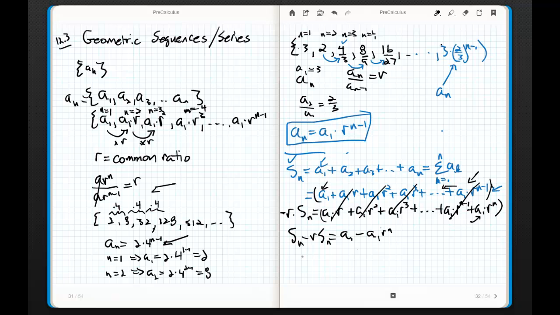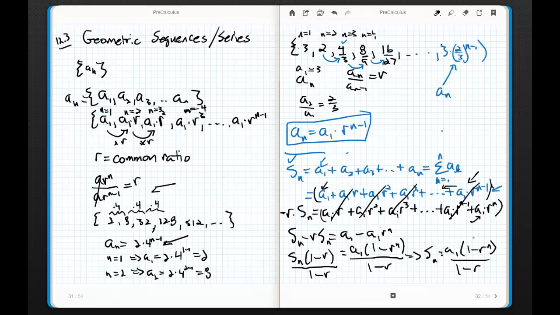So if I want to solve for S sub n, I simply factor out an S sub n, and I end up with 1 minus r. All right, and over here I'm going to dandy this up just a little bit, and I'm going to pull out an a sub 1. That's going to give me a 1 minus r to the n. Well, if I'm going to solve for S sub n, I'm going to divide both sides by 1 minus r, which implies that S sub n equals a sub 1 times 1 minus r to the n divided by 1 minus r.